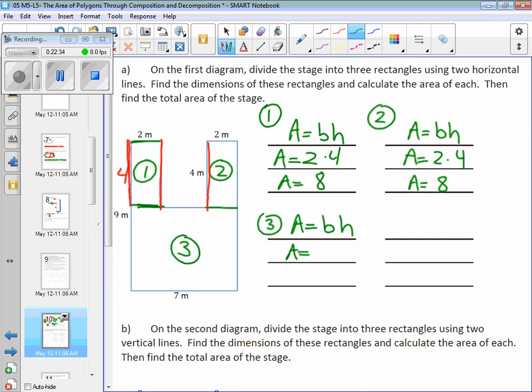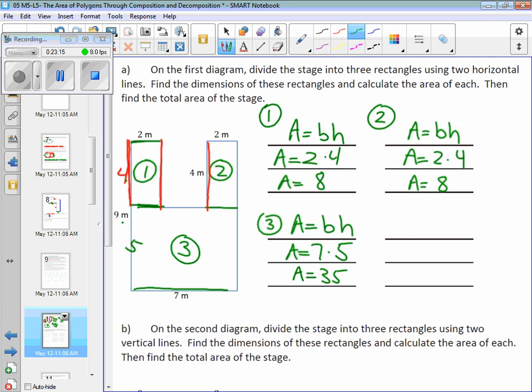First, let's get the easy one out of the way. What's the base? They give it to us. So it's 7. We have to figure out the height using what we do know and subtracting something else. Do you see it? Right. See, this whole piece is 9, but from here to here is 4. So 4 plus 5 makes our 9. That makes the height of that piece 5. 7 times 5 is 35. So now I have all 3 pieces.